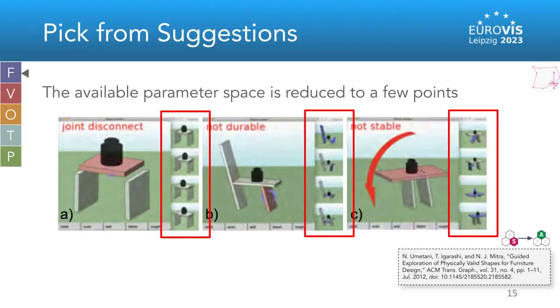Moving on to the manual constrained theme, we find, for instance, pick from suggestions approaches. Here the available parameter space is reduced to a few fully configured points. In the example shown by Umatani et al., it was used to suggest fixes for a broken shelf design.